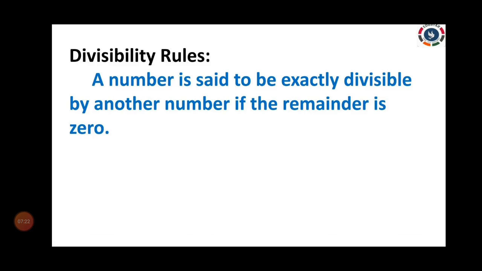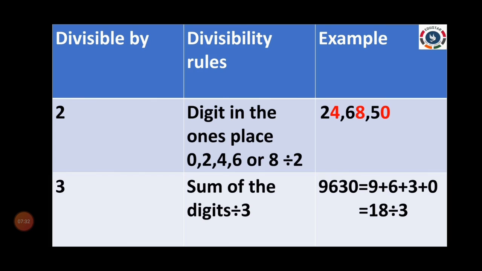Now I am going to explain the divisibility rules. A number is said to be exactly divisible by another number if the remainder is 0. Here some rules are given. Divisible by 2, 3 given. Here the divisibility rule is given, and an example is given. For the given number, if the ones place has 0, 2, 4, 6 or 8, that means the value must be divisible by 2. In the example, the ones place has 4, 8, 0. All those are even numbers, so they are divisible by 2.